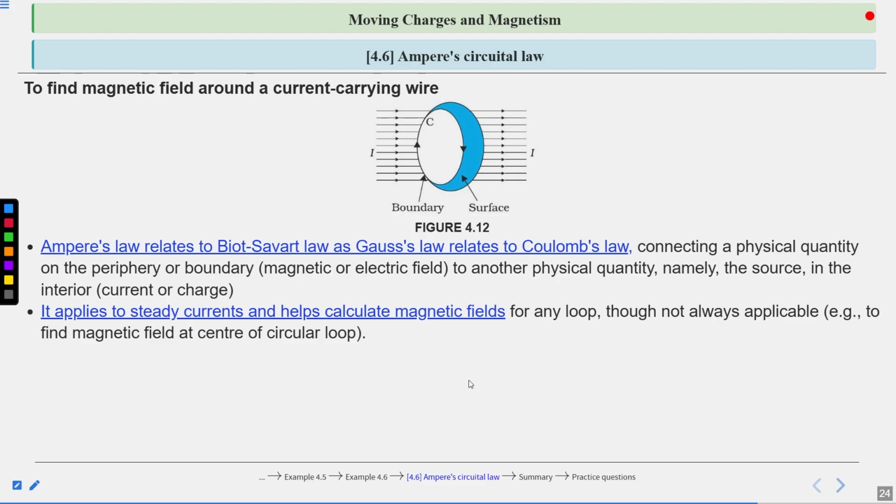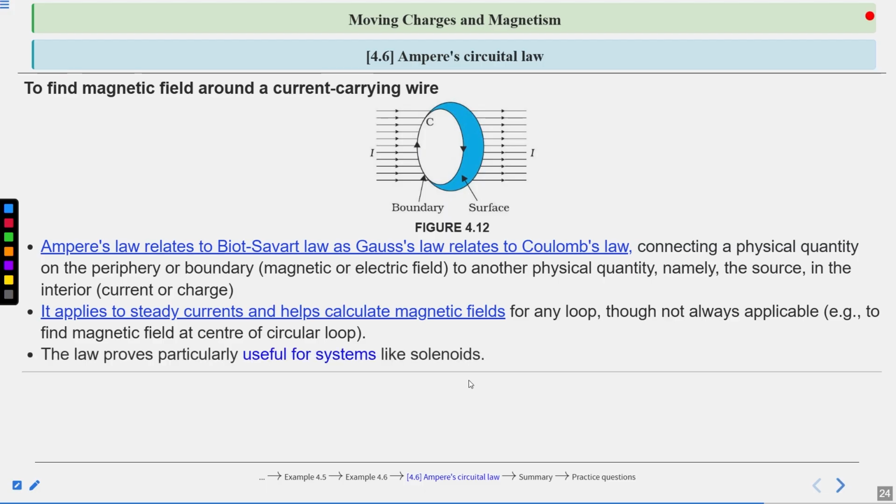not always applicable. Okay, so it helps to calculate the magnetic field around the conductors, but it is not always applicable. For example, we cannot find the magnetic field at the center of a circular loop by using Ampere's circuital law. It is only found using Biot-Savart law. So the law proves particularly useful for systems like solenoids. Okay, we are going to discuss the solenoid case in tomorrow's lecture, in the next lecture.